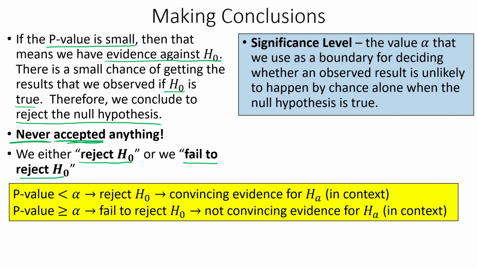All right, so before I go to the examples here, significance level. So the value alpha, remember this is alpha, that we use as a boundary for deciding whether an observed result is unlikely to happen by chance alone when the null hypothesis is true. So we have some sort of graph, and at some point we hit this area to be the same as alpha, and if we end up in this area, sometimes we call this the rejection region. And over here on this side would be fail to reject.